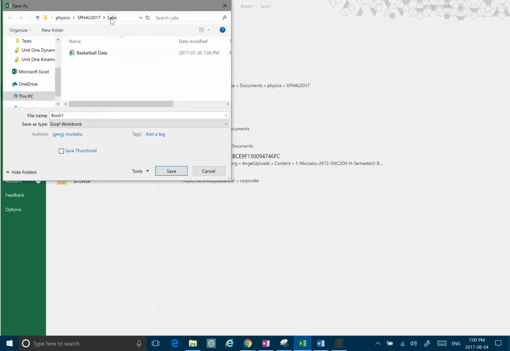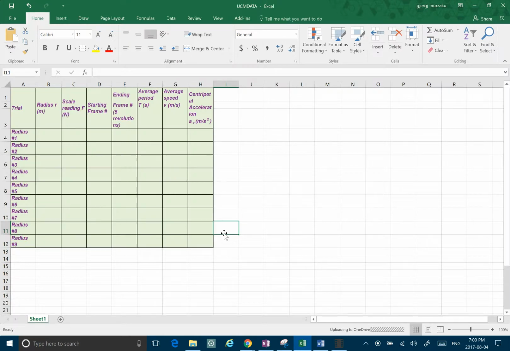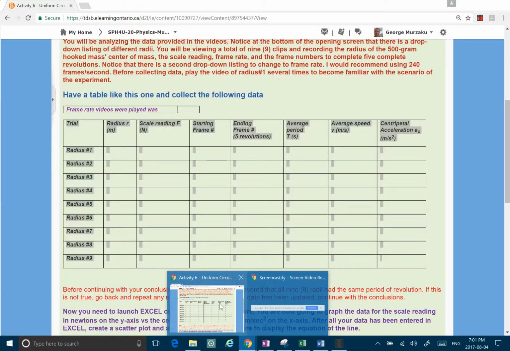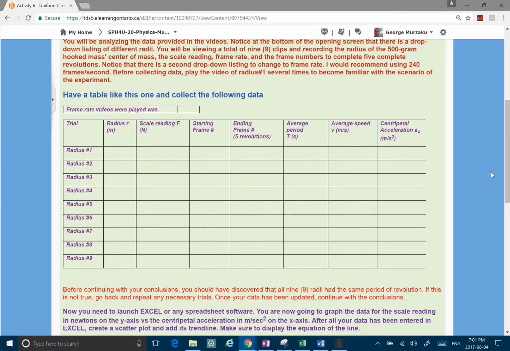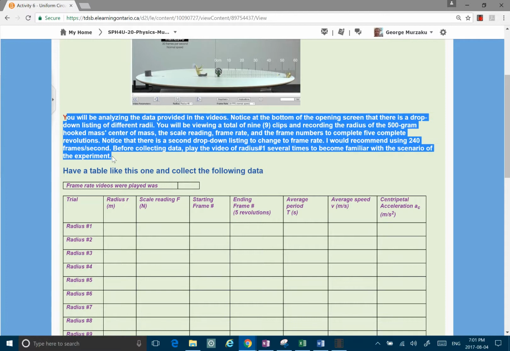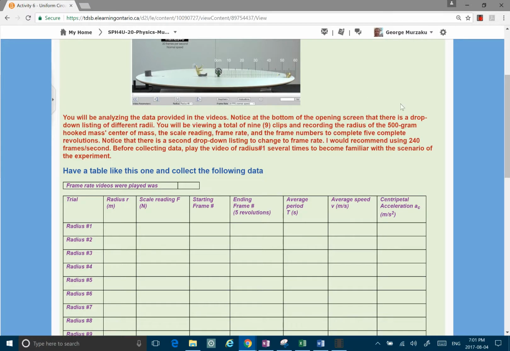I save it under my labs, and so this is UCM data. All right. As you can see, I try to organize my information in the same folder for all the same types of activities. All right. So we've taken care of it. Now we go to our activity again. And at this point, once we read all the instructions very carefully, we open the video.